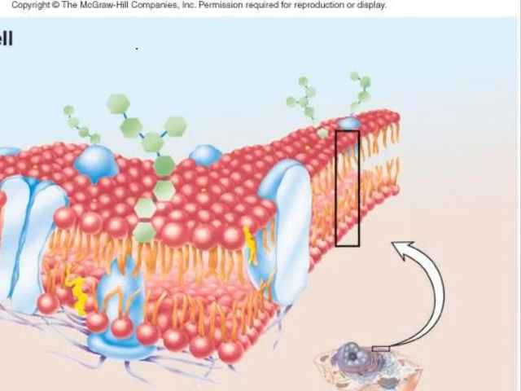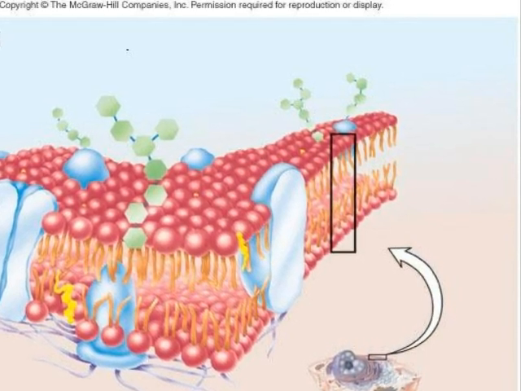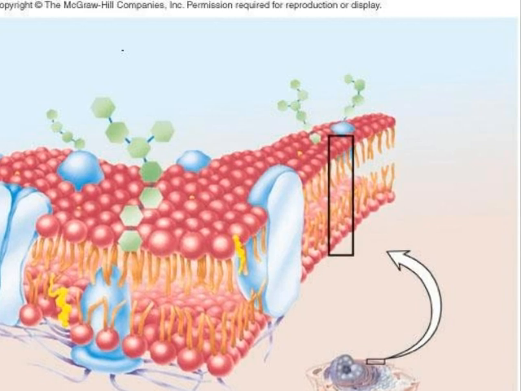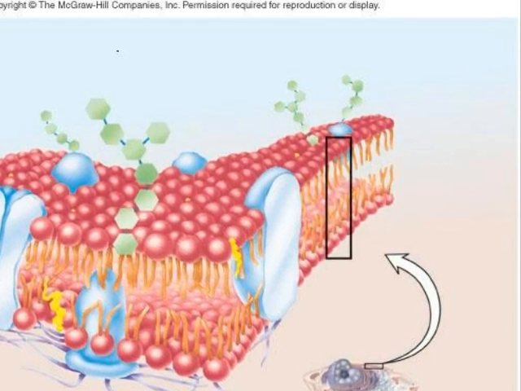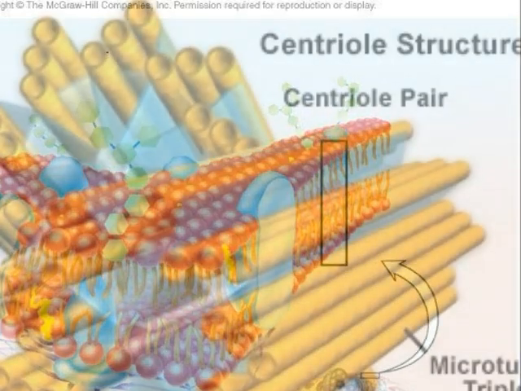Active transport goes against the gradient, which means from low to high concentration. This requires energy, called ATP. When water diffuses through the cell membrane, it's a process called osmosis.